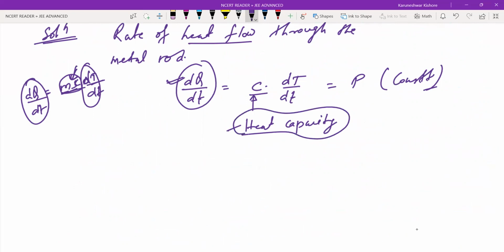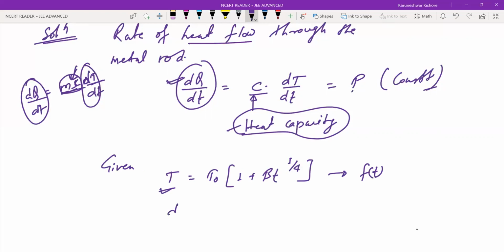But there is one thing given to you in the question, that the temperature is time dependent. So from this relation we can have this temperature relation. It is given to you that T equals T naught times (1 plus beta t) to the power 1 by 4. This is the temperature given. Since this function is of time, we can differentiate it, dT by dt. That is why it is given to you.